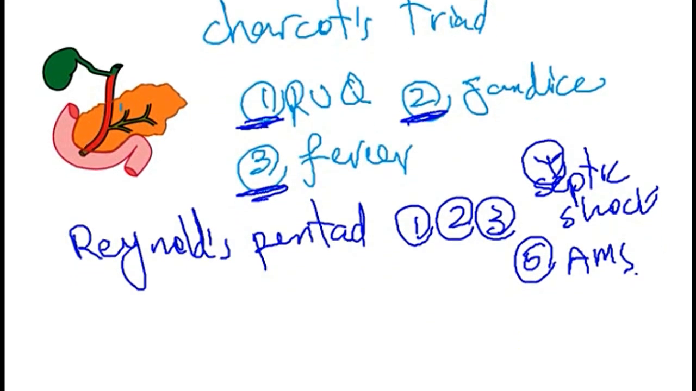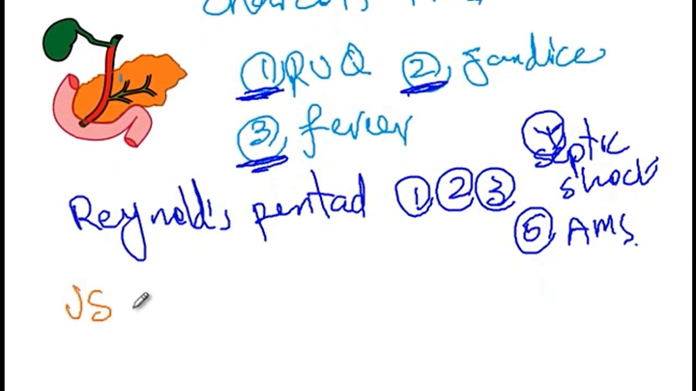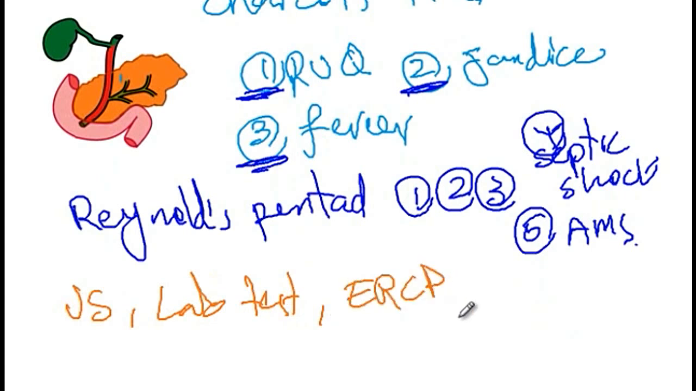So for the diagnosis of these patients, you can order ultrasound, lab tests. Like for instance, you can order levels of white blood cells to look for leukocytosis, check for hyperbilirubinemia, as well as elevation in the levels of AST and ALT. And then you can also order ERCP. And then for the treatment, you can give them IV antibiotics as well as IV fluids, and then you can decompress the common bile duct by, for instance, catheter drainage.